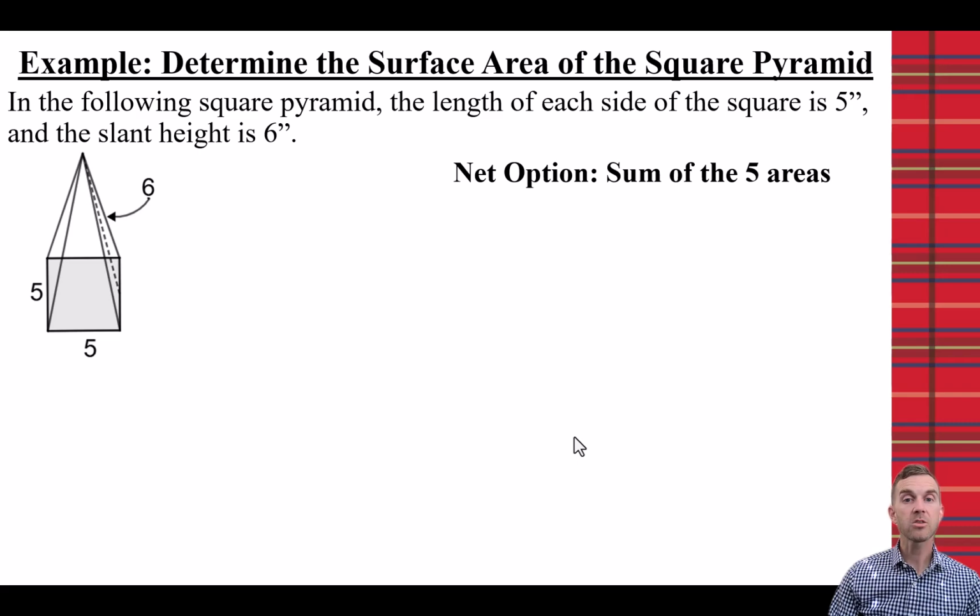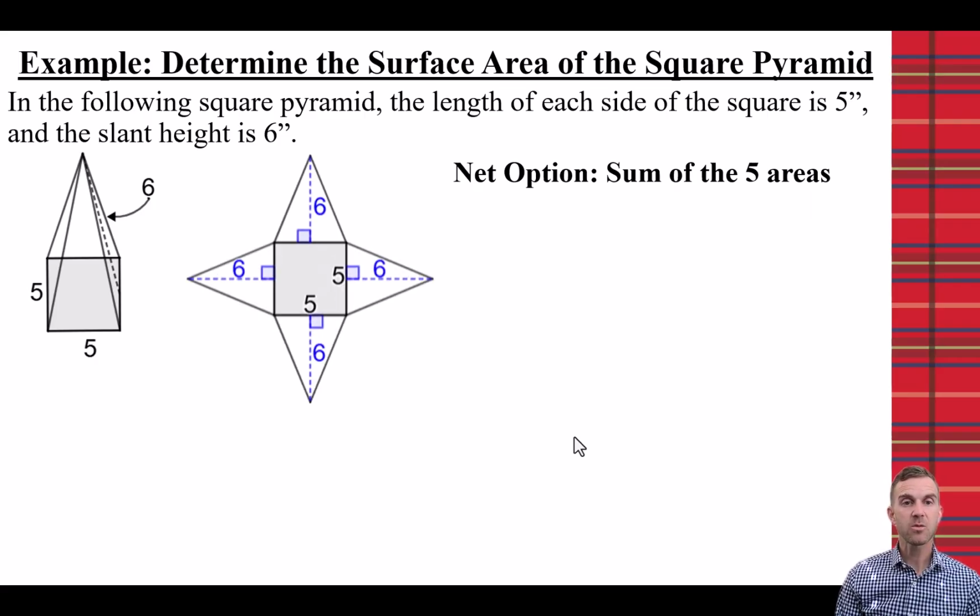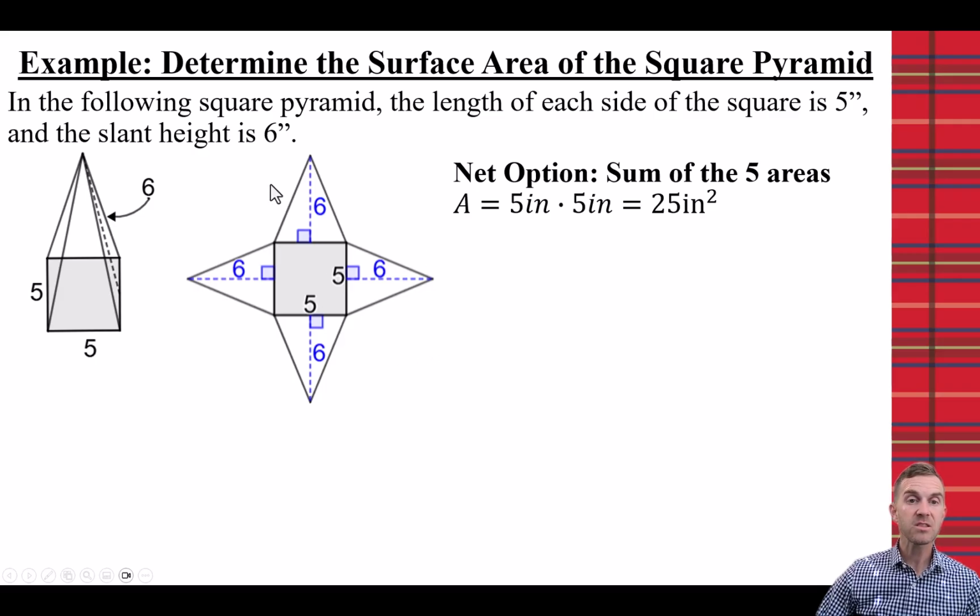Now again, we can also use the net. And at the net, what we're going to do is peel back the triangles and lay them beside the square. And then it would look something like this. And we can label the slant height on all 4 of those triangles to see how we calculate the area. So the first area we need is the area of that square, which we know is 5 by 5, or 25 square inches. Then we have these 4 triangles.